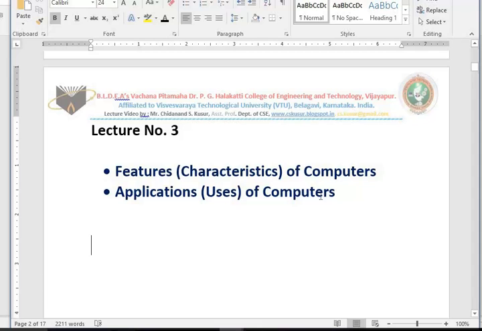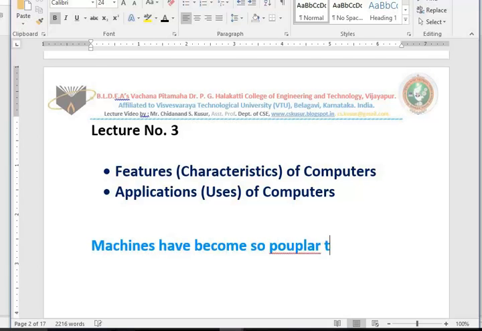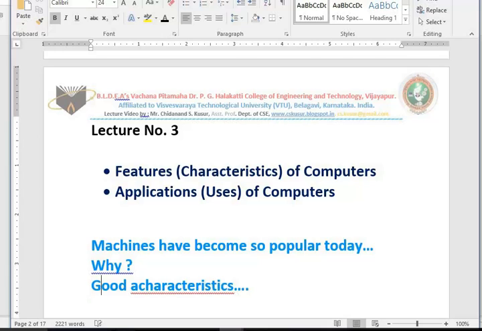What is today's first topic? Features of computers, means characteristics of computers. Computer systems have become so popular because of some good characteristics. Machines have become so popular today. Yes or no? Why? There is a question. Why have the machines become so popular? Because machines have some good characteristics. Which are those good characteristics?